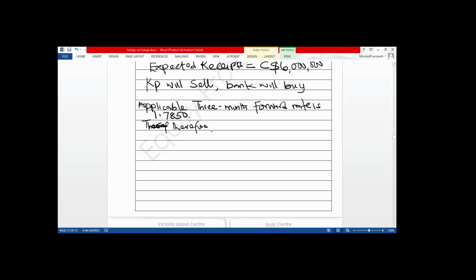Therefore, the expected Naira receipt is: pick the dollar amount, 6 million Central dollar, divided by, because it's an indirect quote, 1.7850. That will give you the Naira to be expected in 3 months.